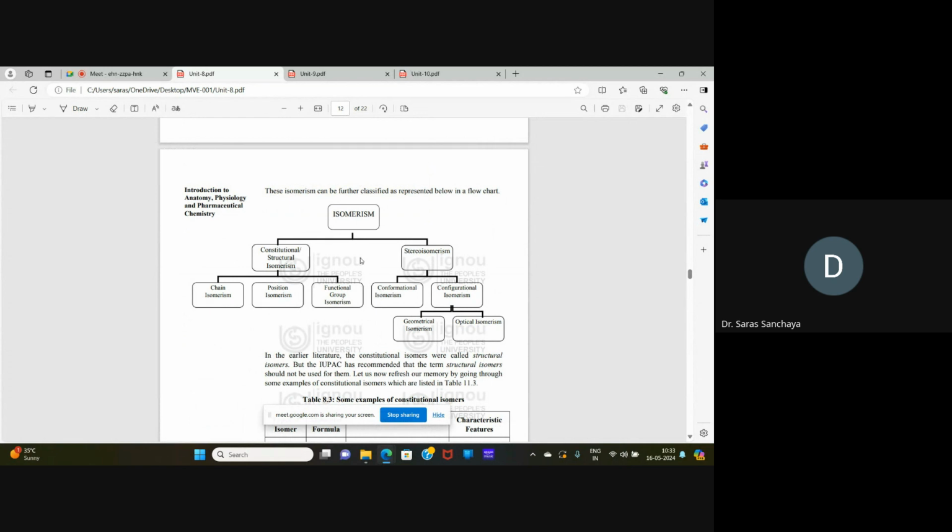And stereoisomerism can be further divided into conformational isomerism and configurational isomerism, which can be further divided into geometrical isomerism and optical isomerism.